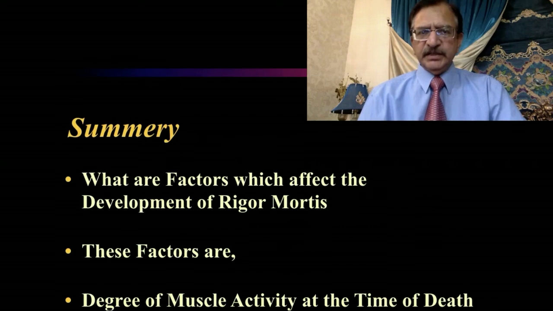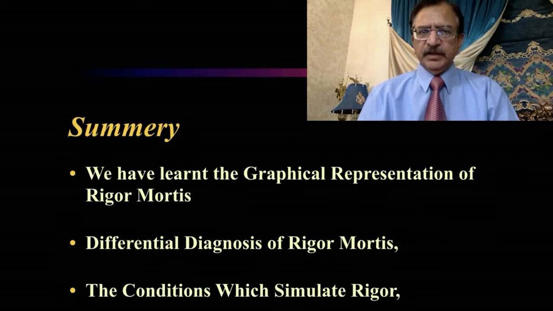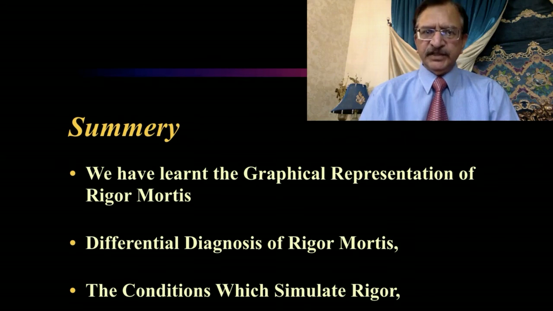Then we discussed the various factors which are responsible in the development of rigor mortis, like the muscular activity at the time of death, the temperature of the environment, the glycogen reserves, and the age of the deceased. Then we graphed the temperature of rigor mortis, and then we discussed the graphical representation of all the changes.